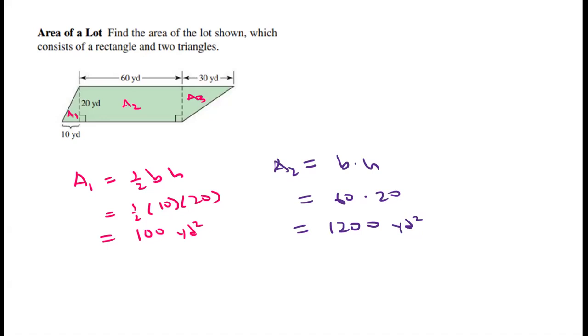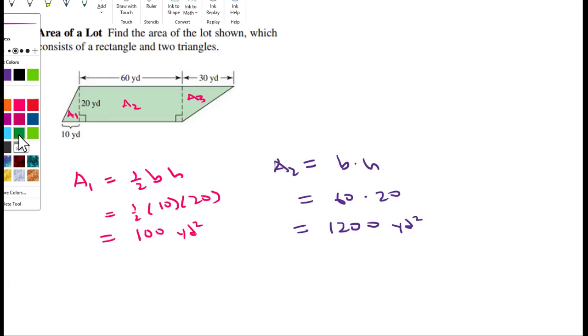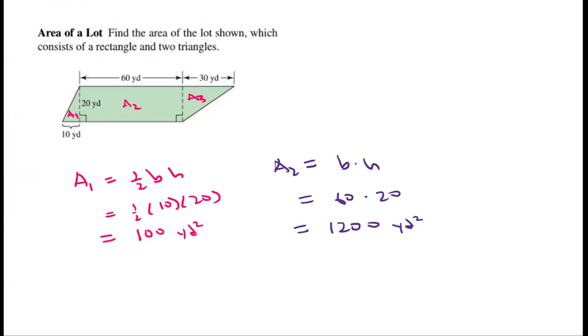Okay. And then the last part here is the other triangle, right? So 1/2 times the base times the height. So if we look at this here, we know what the base is, right? This is the base, right? So that will be what, 30? What's going to be our height?